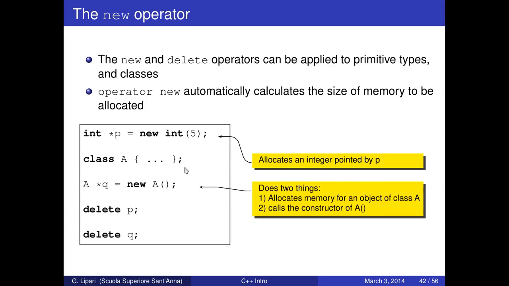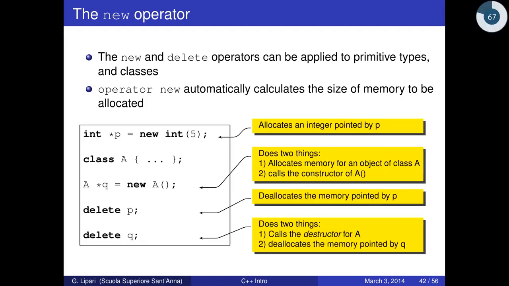And then you have a class here, and if you do new A, this is actually two different operations. First, it allocates memory for an object of class A, so it calculates the size of A and allocates memory on the heap for an object of type A. And then it calls the constructor of A on that memory for initializing the object. The address of the memory block is returned by new, and in this case is assigned to pointer Q, which is a pointer to an object of type A.